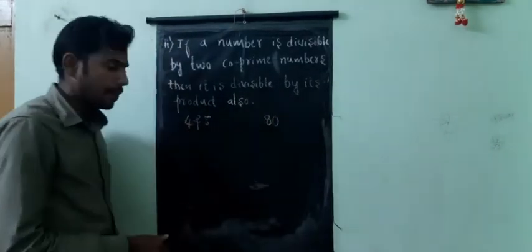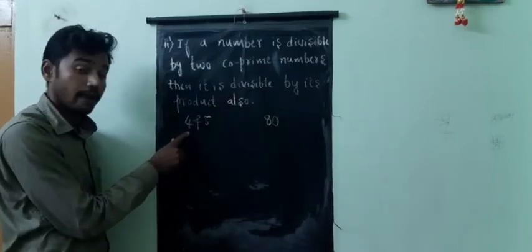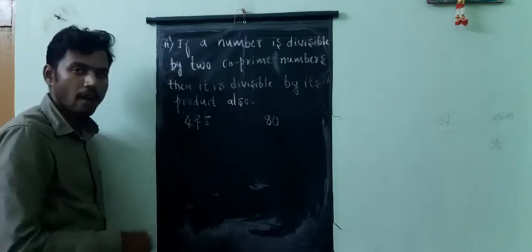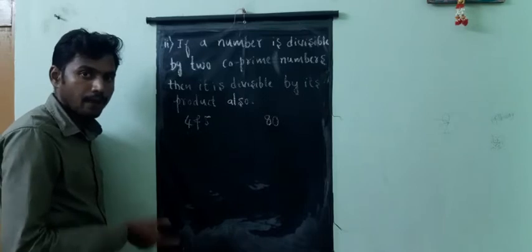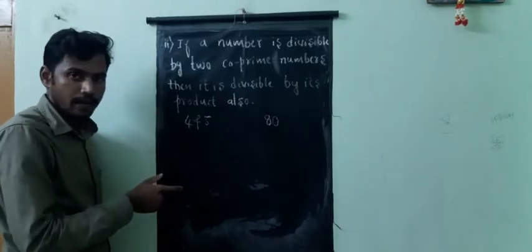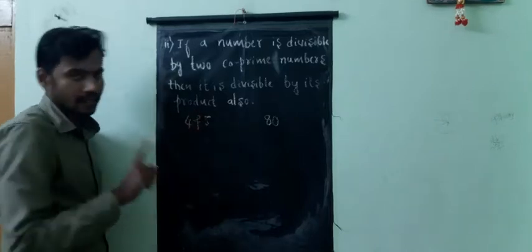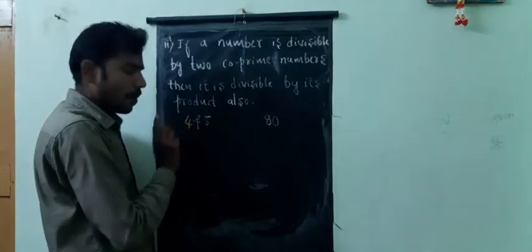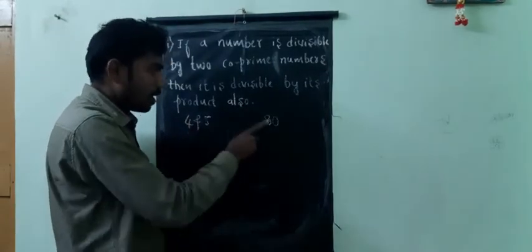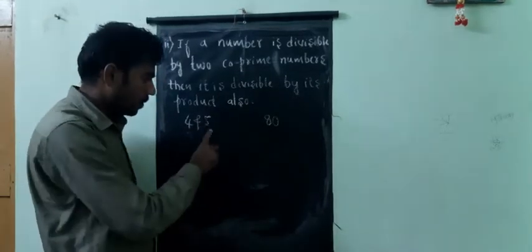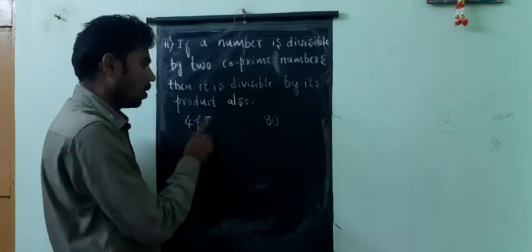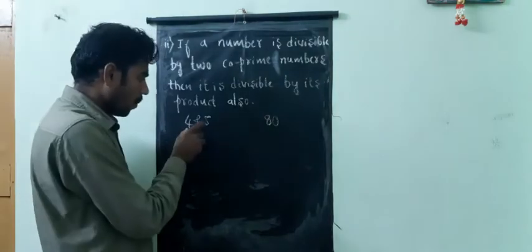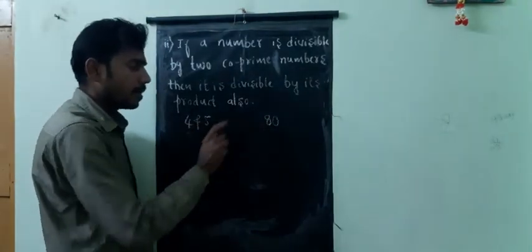4 and 5 are co-prime because the factors of 4 are 1, 2 and 4, and the factors of 5 are 1 and 5. What is common? Only 1 is common. Co-primes are numbers that do not have any common factor except 1. You have already studied this in the last exercise. Does 4 divide 80? Yes. Does 5 divide 80? Yes, because 4 twenties are 80 and 5 sixteens are 80. So the two co-primes are dividing the number 80.